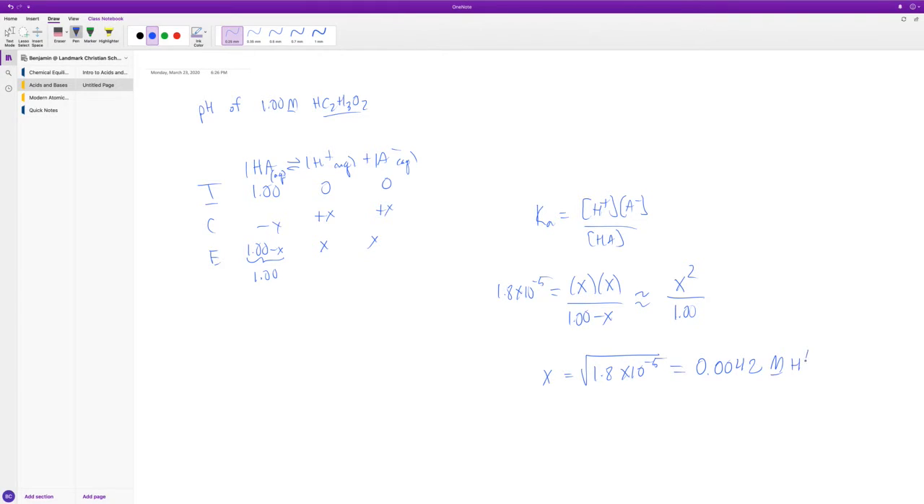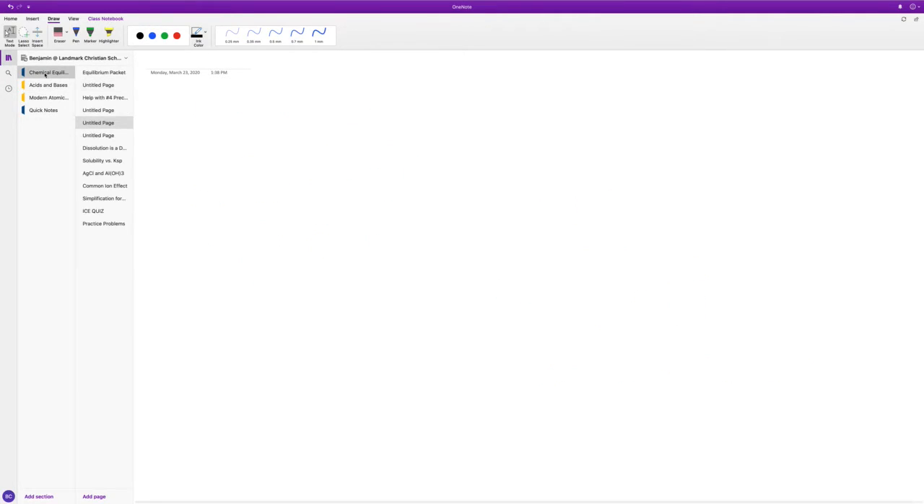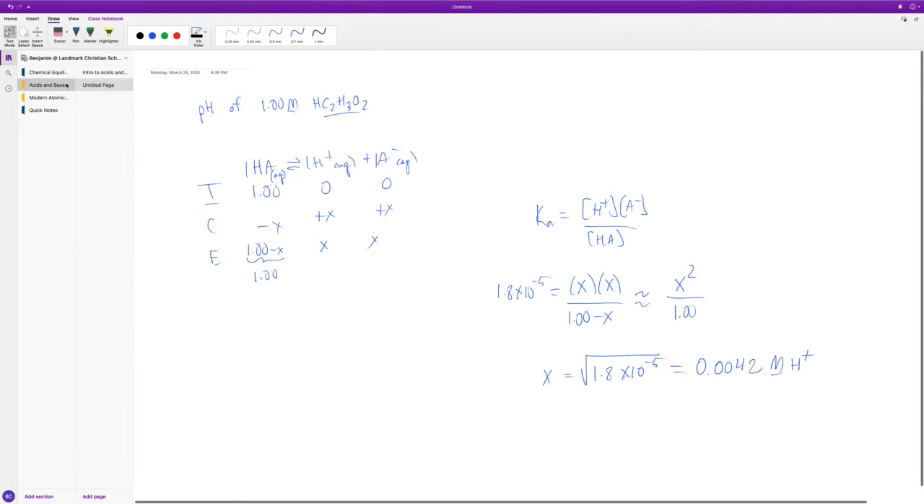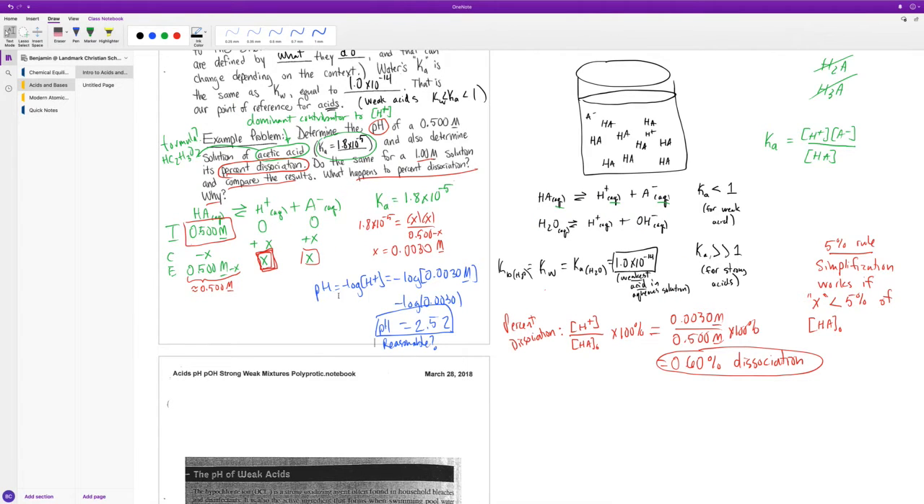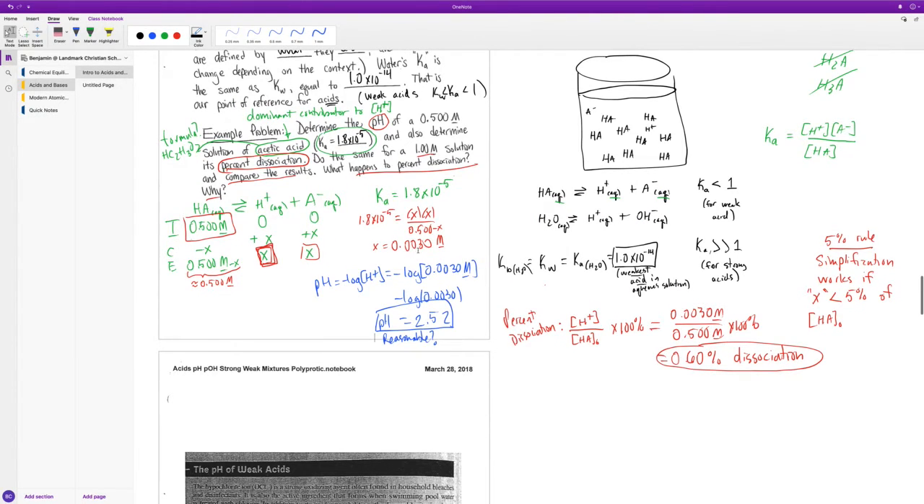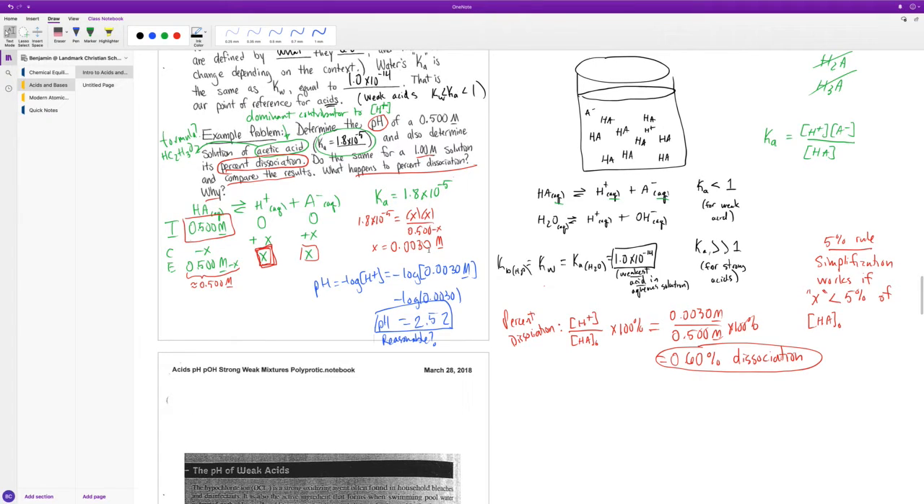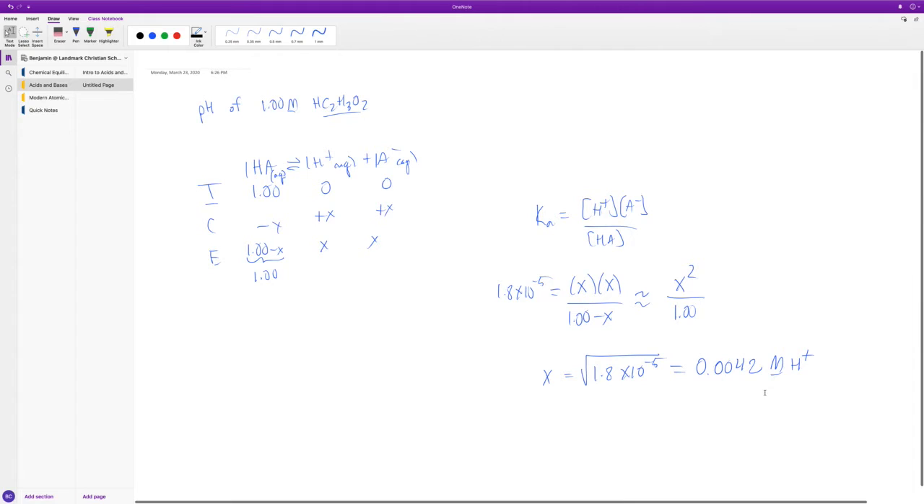Molar H plus. Okay, and how does that compare to that other solution? That was 0.0030, and now we've got a little bit more concentration, 0.0042. Not as much as you might think though, but it is more.